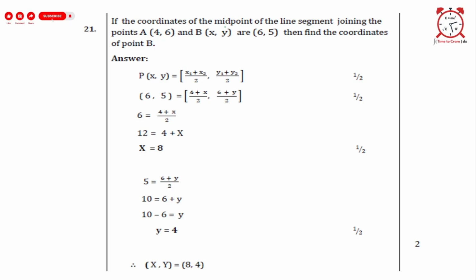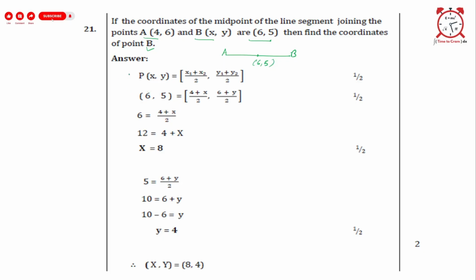Okay, if the coordinates of the midpoint of the line segment joining the points A(4, 6) and B(x, y) are (6, 5), then find the coordinates of point B. It's like that. Okay, they are the points A and B, and this is the dividing point (6, 5), and it is the midpoint.